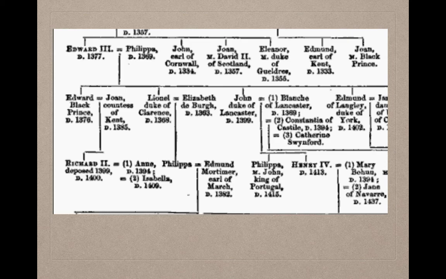So we've got Edward the Black Prince, then Lionel, then John, who is John of Gaunt, the guy that we're talking about. You'll see by his first wife, Blanche, who is the woman that we're talking about, they have a son, Henry, and Henry Bolingbroke is the eventual Henry IV.